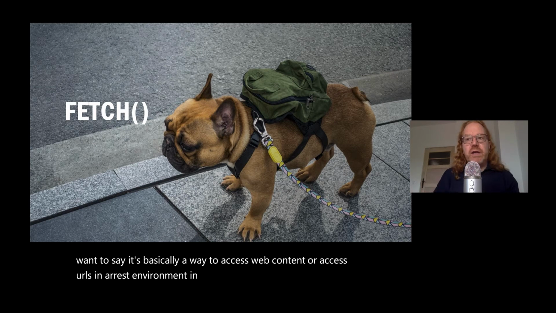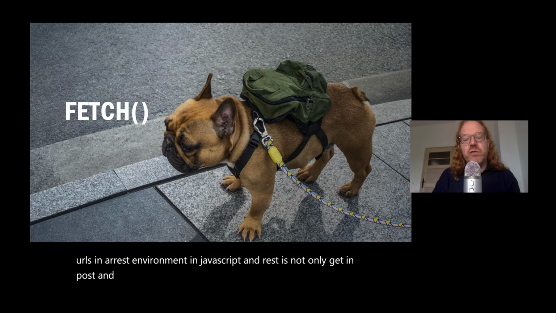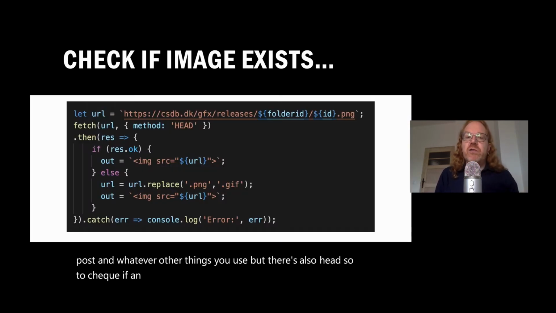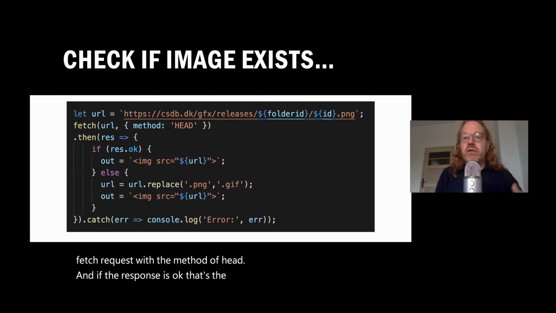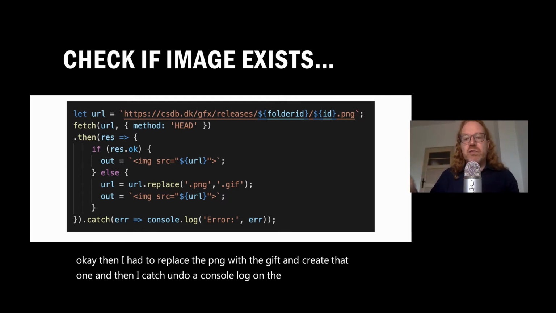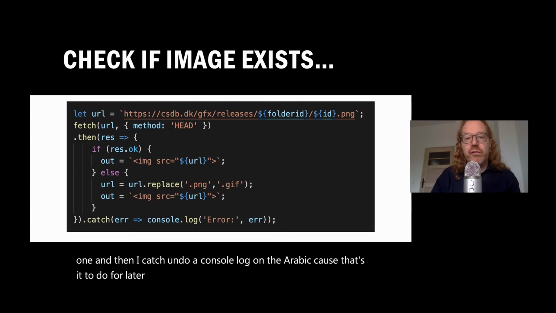And REST is not only get and post and whatever other things you use, but there's also head. So to check if an image exists, all I needed to do is do a fetch request with a method of head. And if the response is okay, that's the image. If the response is not okay, then I had to replace the PNG with the GIF and create that one. And then I catch and do a console log on the error, because that's a to-do for later. We're hacking here. We're not doing useful things.